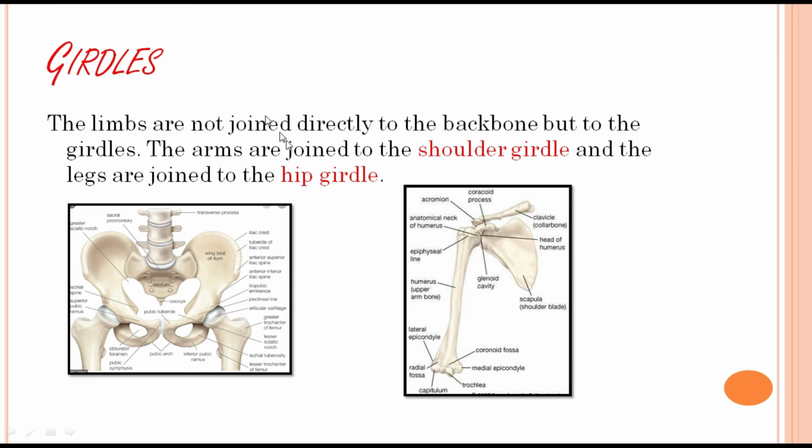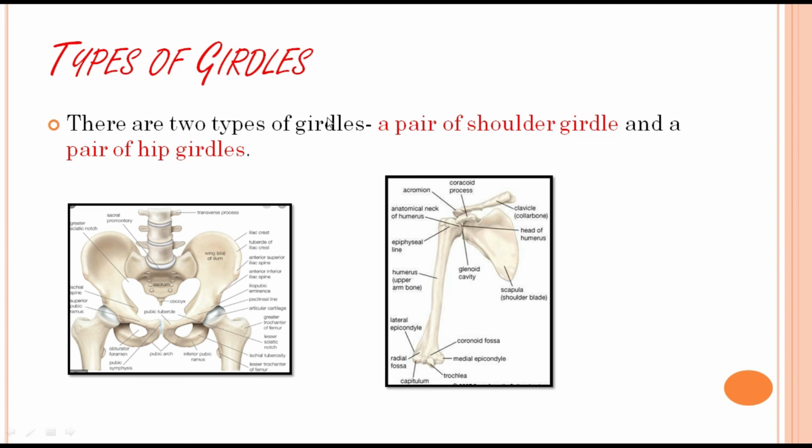Girdles. You know that these limbs, the forelimbs and the hind limbs, are not joined directly to our backbone. So for this, the girdles are made. So the arms are joined to the shoulder girdle and the legs are joined to the hip girdle. You can see this is the hip girdle and the shoulder girdle. The types of girdles we have already discussed. See, this is hip girdle and the shoulder girdle, where our forelimbs join and the hind limbs join.